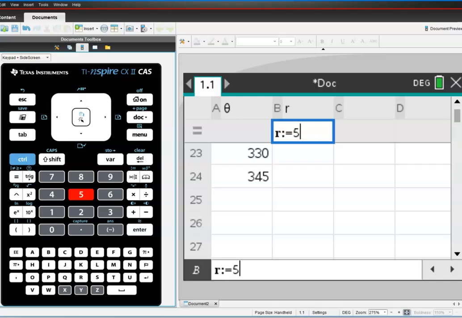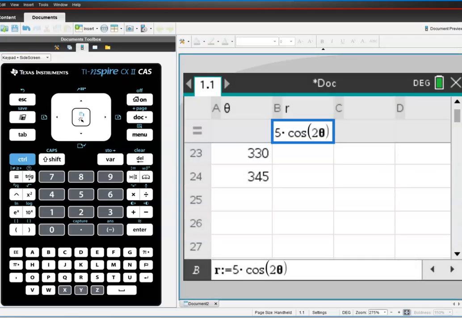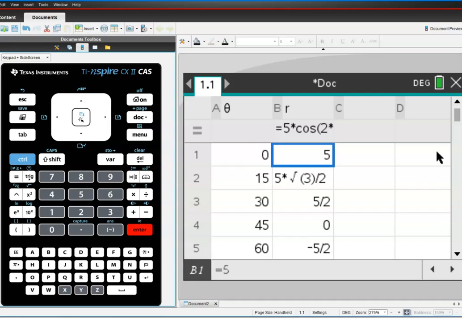There we go. I don't know what happened there, but this R colon equals wasn't displaying a minute ago. I think this will work better now. So 5 times cosine of 2 theta. Let's see if that's better. There we go. All right, so now we have all of our computed values down on the right-hand side. Since we have this available in our calculator, we can now copy them and put them into the table that's on our worksheet.